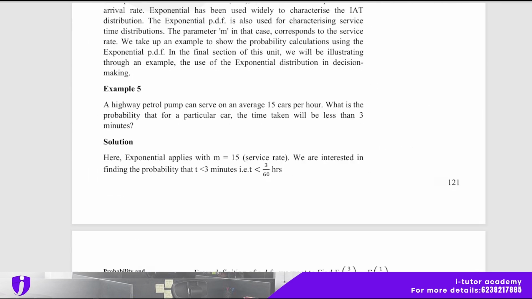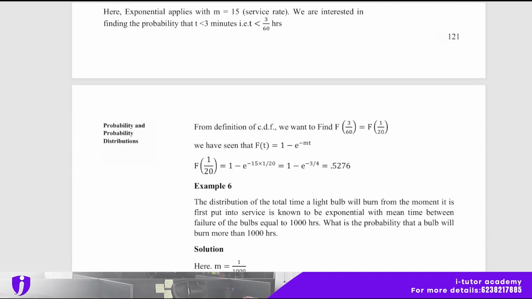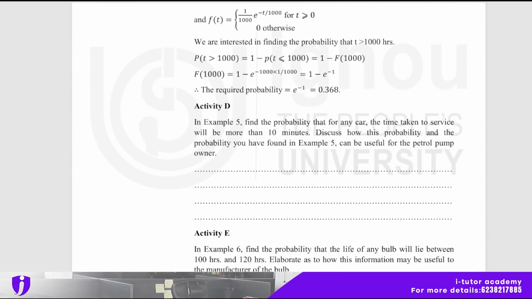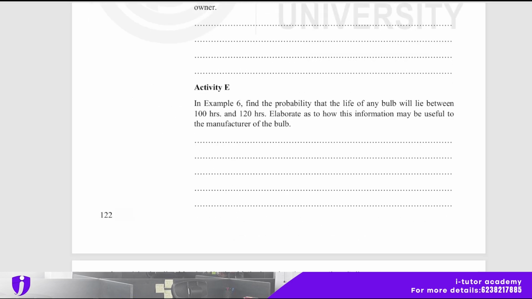And here is the solution also, and you just go through your IGNOU study material, and examples are here. Based on the example, there is a solution part also here. Okay. And activity D, activity E are also based on the probability section, so you just go through it.